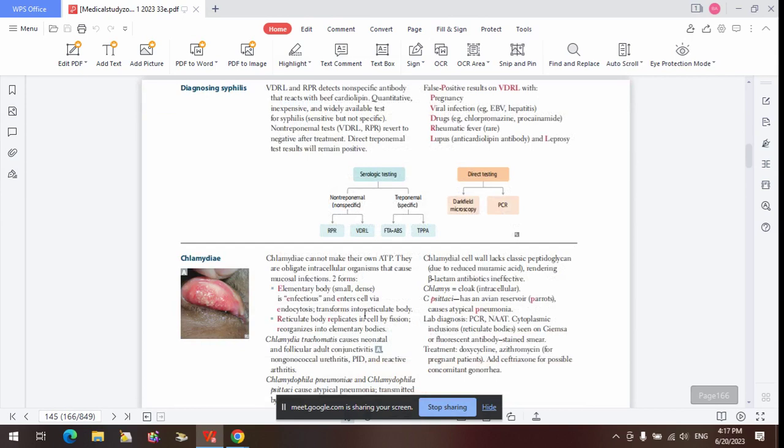I'm not sure we talked about this Jarisch-Herxheimer reaction yesterday. So it was removed. Guys, there should be a reaction that should be somewhere here.